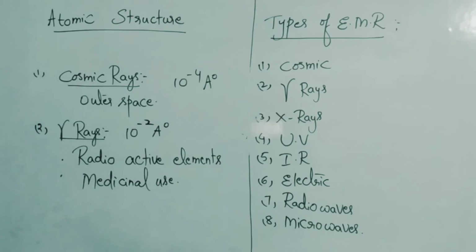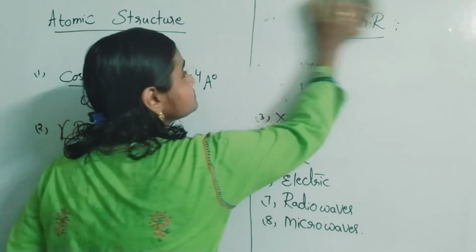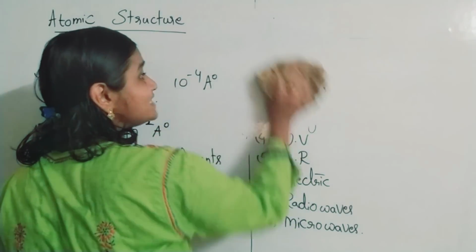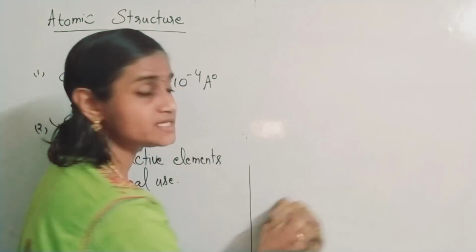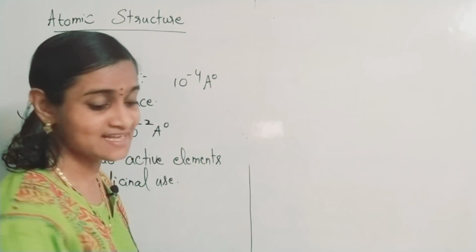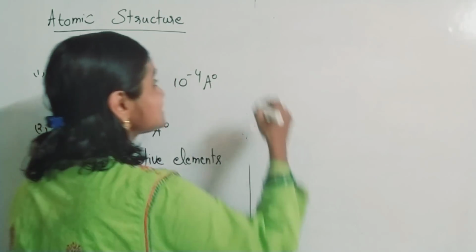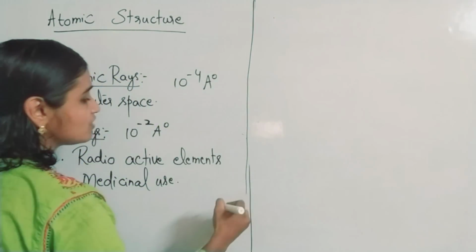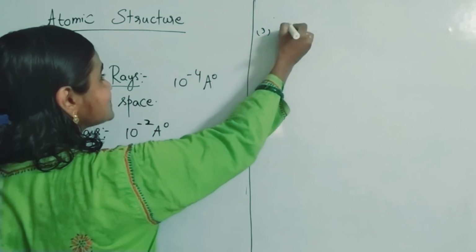Next, the third one is X-rays. X-rays have a wavelength of around 1 angstrom. Now 1 angstrom, you all know angstroms are the units to measure what? Wavelength. Yes, 1 angstrom is equal to how much? 10 to the power of minus 10 meters or 10 to the power of minus 8 centimeters. So after gamma rays, what? X-rays.